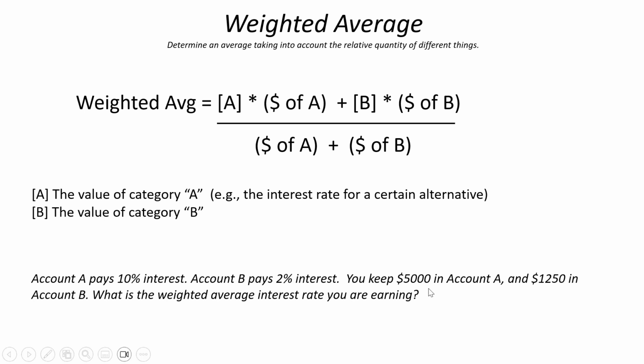You keep $5,000 in account A because that's the one that pays the most interest. You keep $1,250 in account B, which only pays 2% interest. So the question is, what's the weighted average?